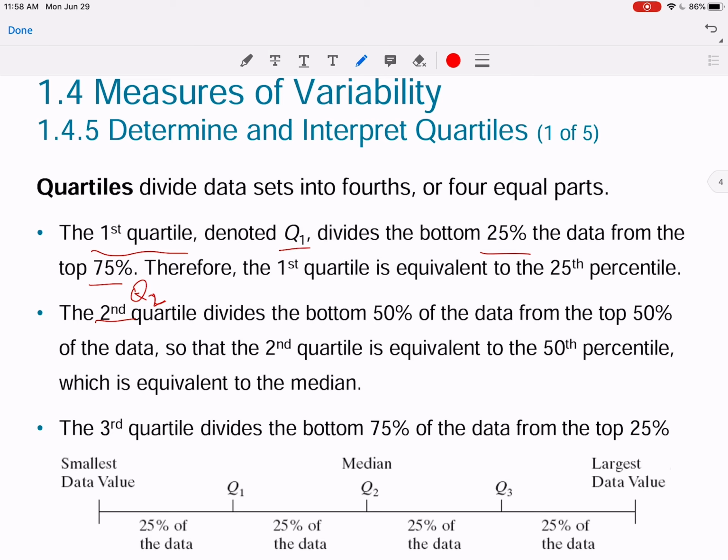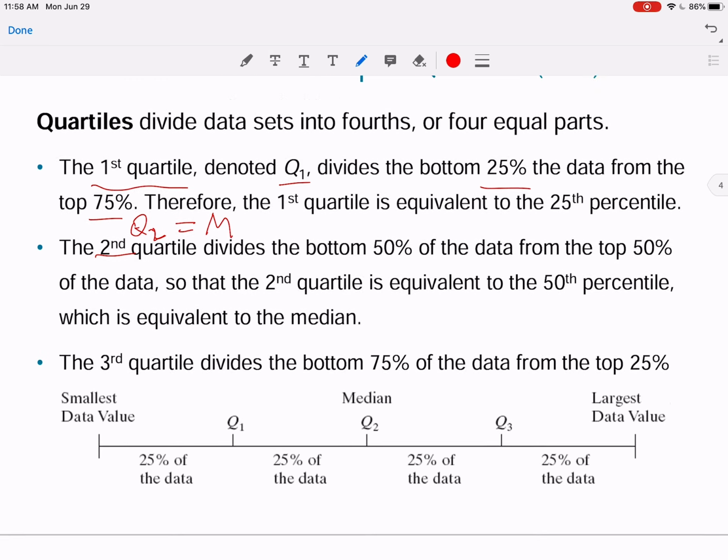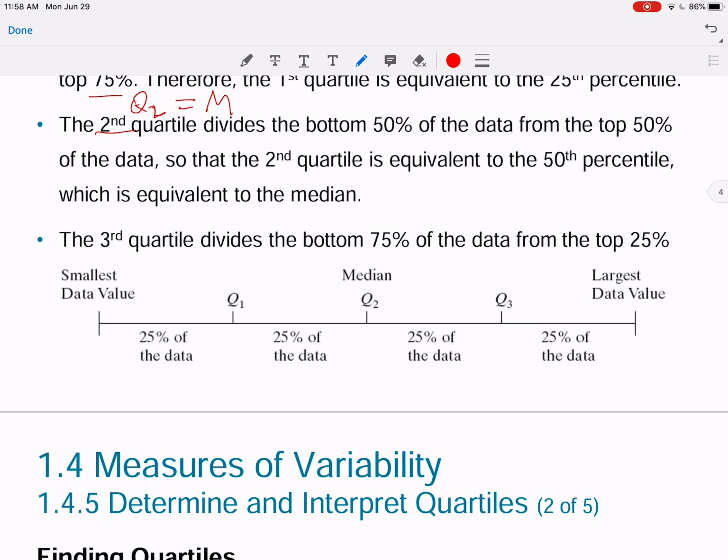The second quartile divides the bottom 50% of data from the top 50% of data, so the second quartile is equivalent to the 50th percentile, which is equivalent to the median. So in this case, Q2 is equivalent to the median. Number 3, the third quartile, Q3, divides the bottom 75% of data from the top 25% of data.